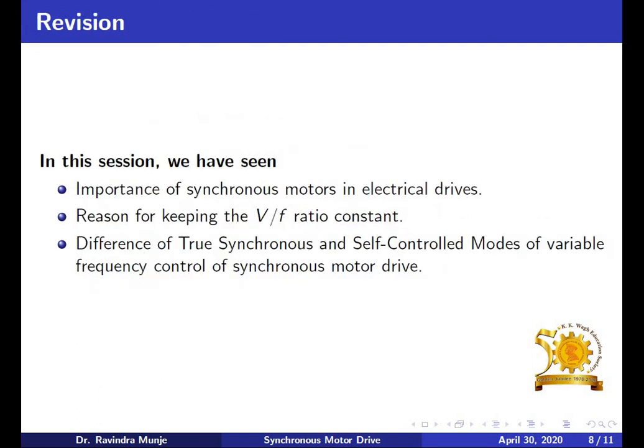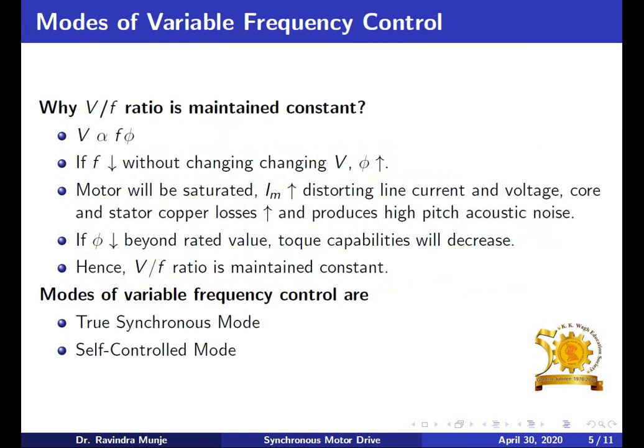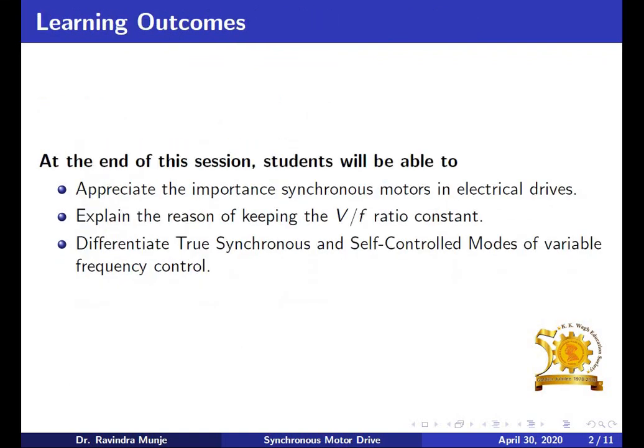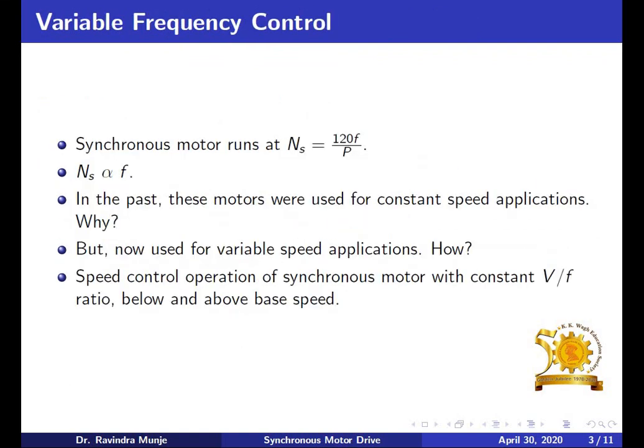Now, whatever we have discussed, we'll just go back and see. Here we have seen what is the variable frequency control. Ns is given by 120 f by p. Ns is proportional to f. So frequency can be varied by changing f, right?